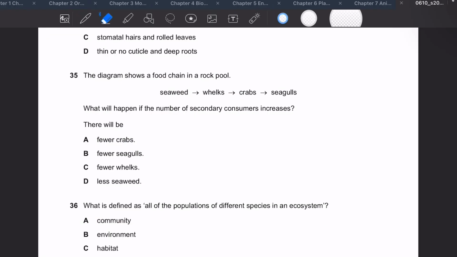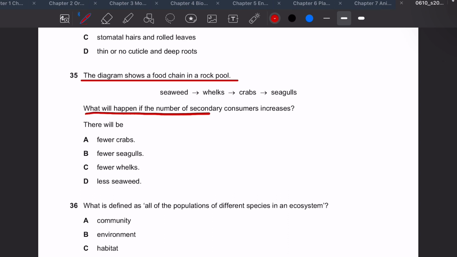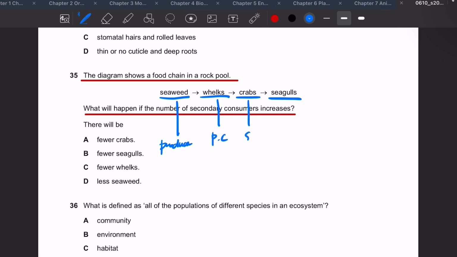Number 35. The diagram shows a food chain in a rock pool. What will happen if the number of secondary consumers increases? So the food chain starts with seaweed here, and it gets eaten by whelks, and gets eaten by crabs, and gets eaten by seagulls. So it's a food chain that shows a producer, primary consumer, secondary consumer, and then tertiary consumer.